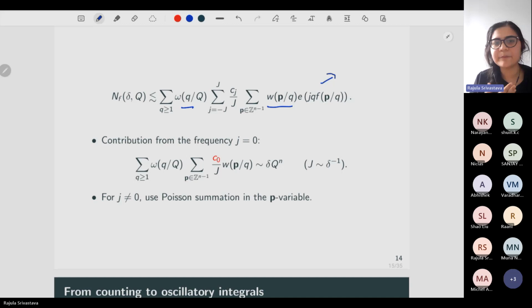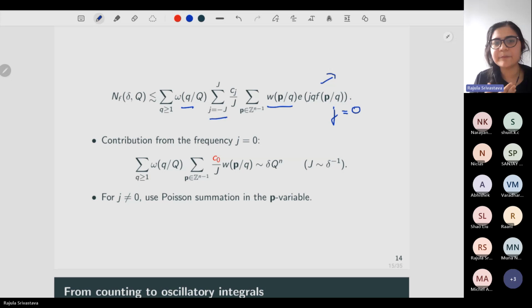Now the idea is I want to use the oscillation, this cancellation, to actually get a nice point count or a nice estimate for this number of rational points. But there's one case where there is no oscillation, and that's when J equals 0, right? Because there is no exponential sum, you just count everything out. So let's first isolate that term out. There's a sum in J, but I only isolate the term with J equals 0, because I know I'm not going to get any oscillation there.